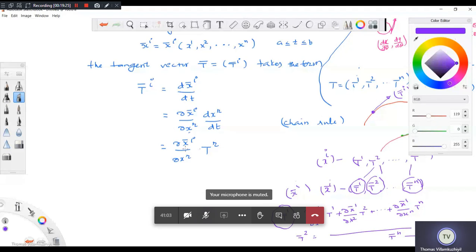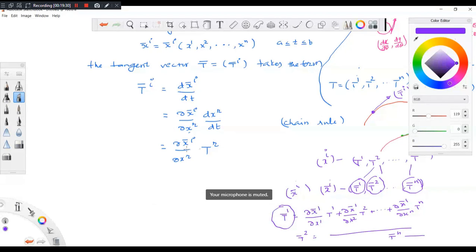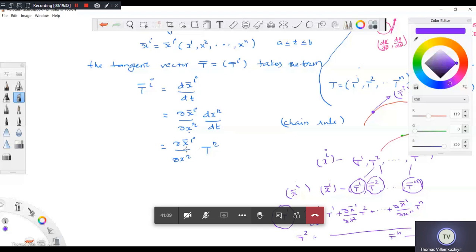Rank 1 is equivalent to a vector. Rank 2, I will tell you, is like a matrix. So this is an example.